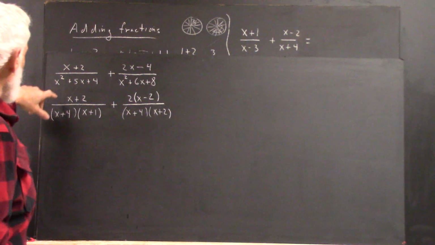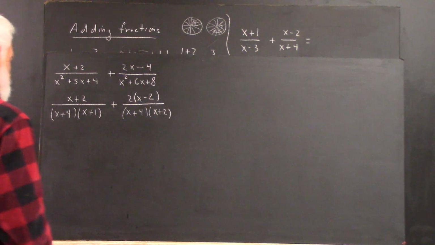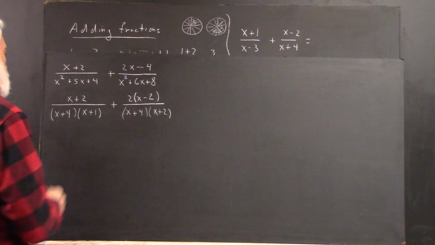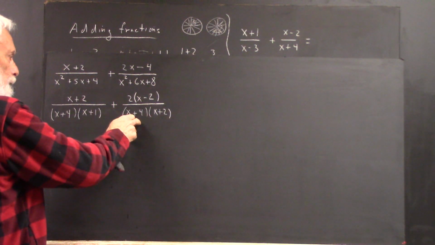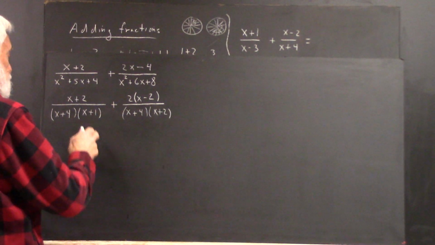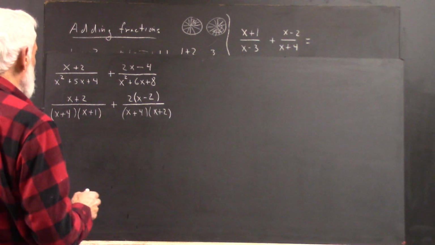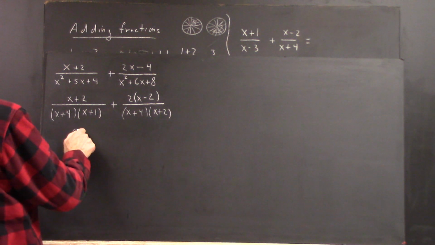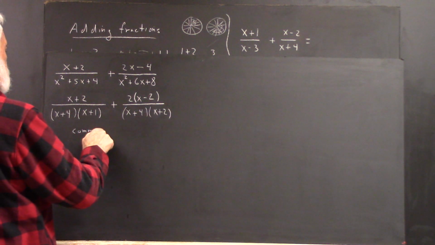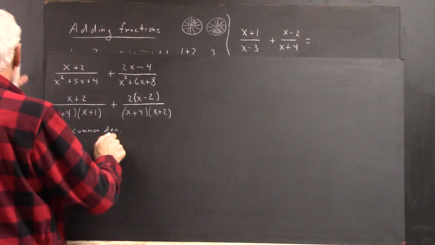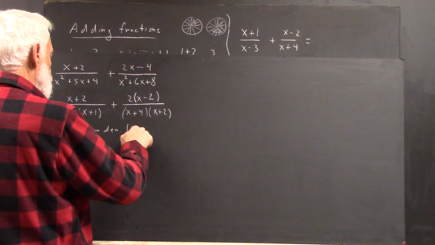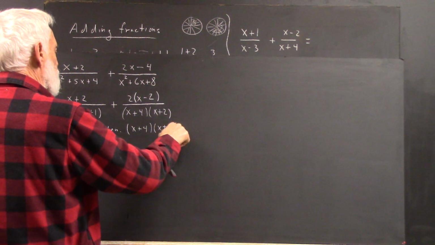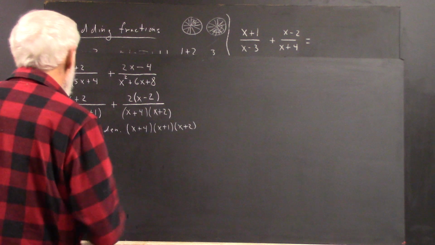Okay, so now what do we have? We have two fractions with different denominators. Now the x plus 4 is common to both denominators, but the x plus 1 and x plus 2 aren't. So we're going to want the common denominator, excuse me, to be x plus 4 times x plus 1 times x plus 2.